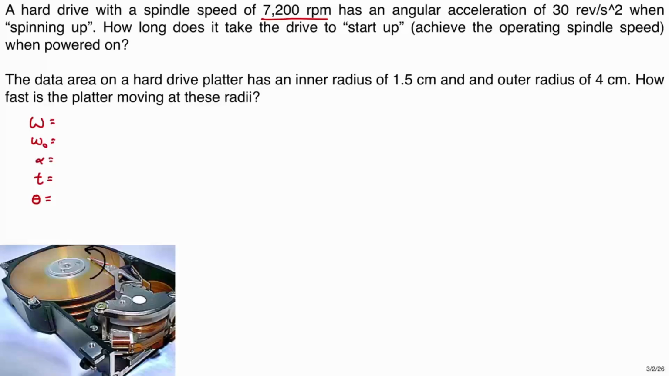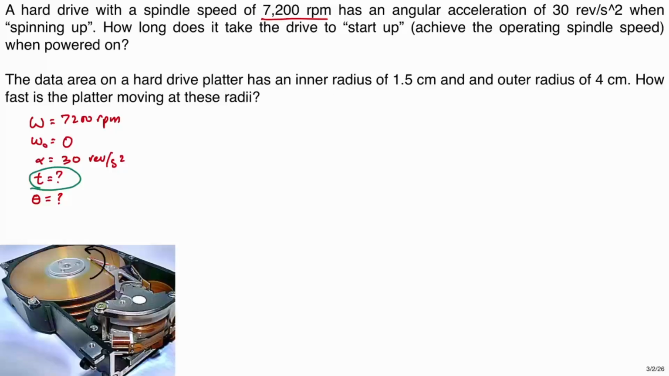Do we know how fast the hard drive platters are going after it starts up? 7,200 RPM, right? Do we know how fast it started at? 0. Do we know the acceleration of the disks? Yeah, 30 revolutions per second squared. Do we know how long it took? No. Do we know how far around, how many radians the platters turned through? No. What are we looking for? Time in this first part. Let's just do the first part, right?